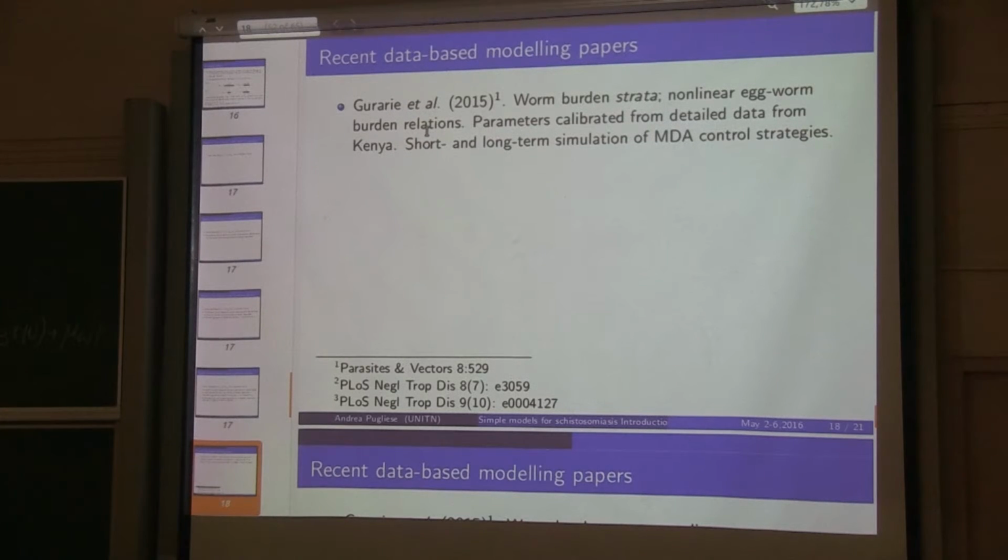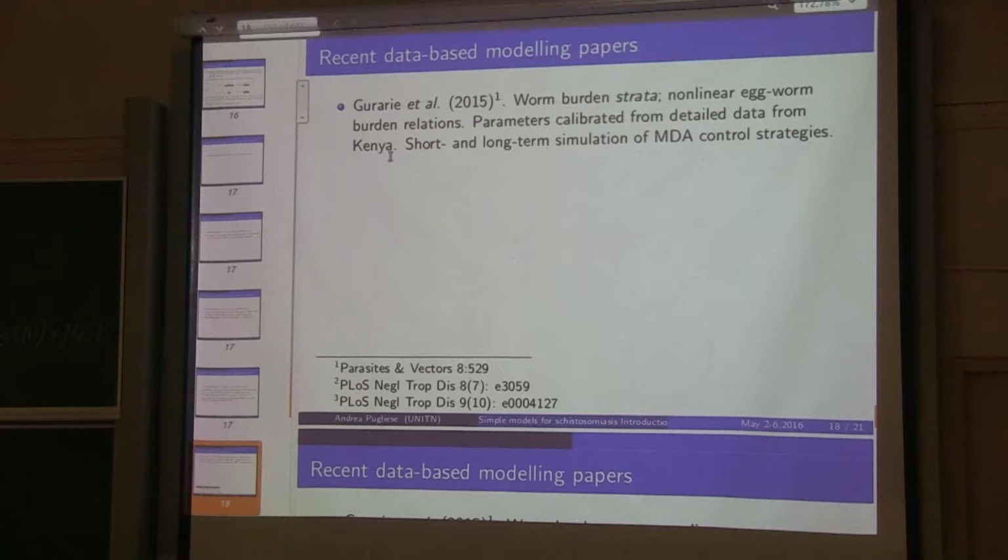So for instance, there is a recent model by Gurarie and Seto in which instead of using this simplified relation, they have something of this kind, but not completely, in which they divide parasite burden in certain strata. So we group parasite burden, and we assume that there is a nonlinear relation between parasite burden and what we can actually measure. So we can actually measure eggs in feces, so what is released. And these relations have been calibrated from data.